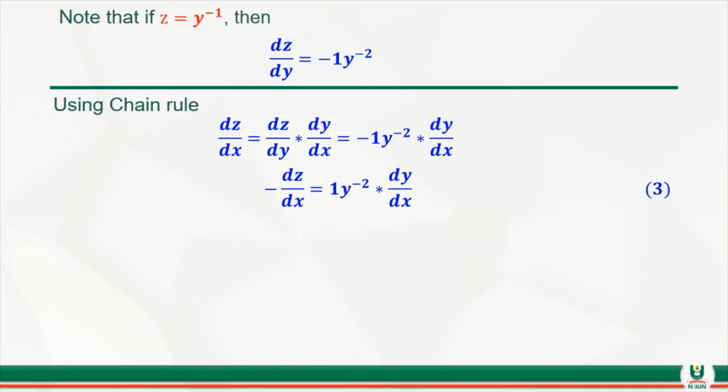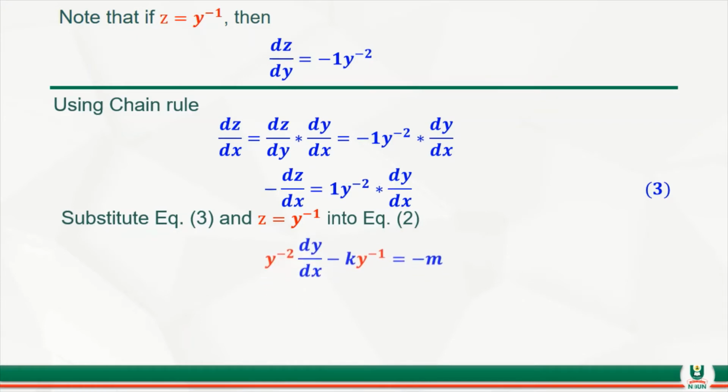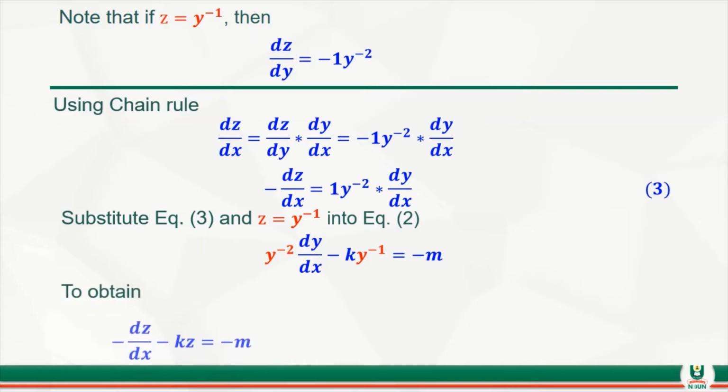Then we obtain our equation 3. Now that we have our equation 3, we need to go the extra mile to substitute equation 3, and at the same time z equals y raised to the power minus 1, into our equation 2 that we can see now. So if we do that, we return that back. Then we now have minus dz/dx minus kz equals minus m.